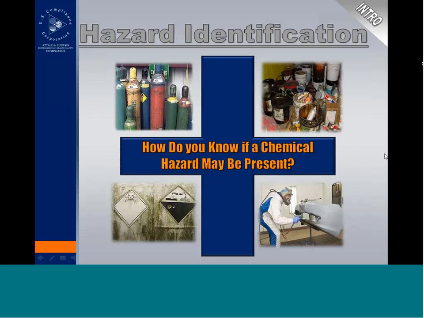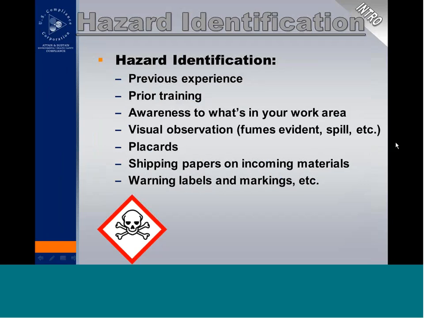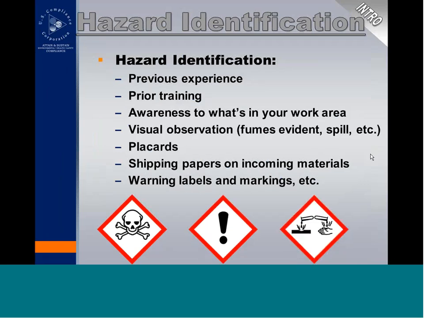So how do you know if a chemical hazard may be present at your facility? We have a few ways here to identify hazards. First off, previous experience. Have you worked with this material before? What happened then? Any type of prior training that you have received with regards to chemical safety, whether it be formal or on the job.